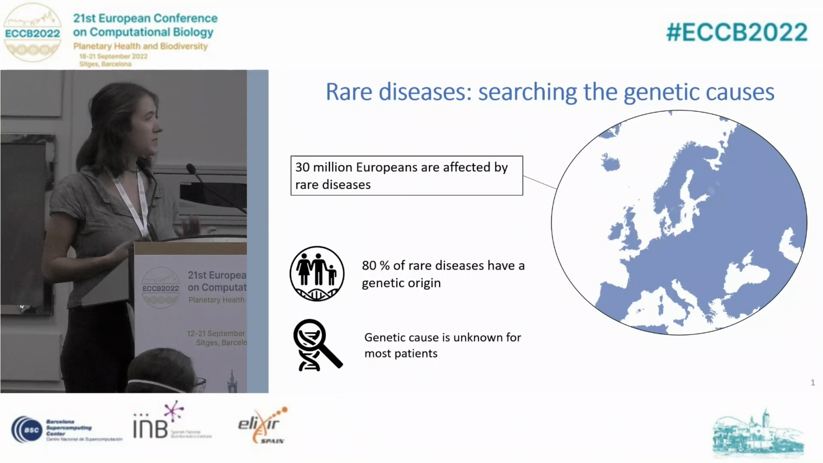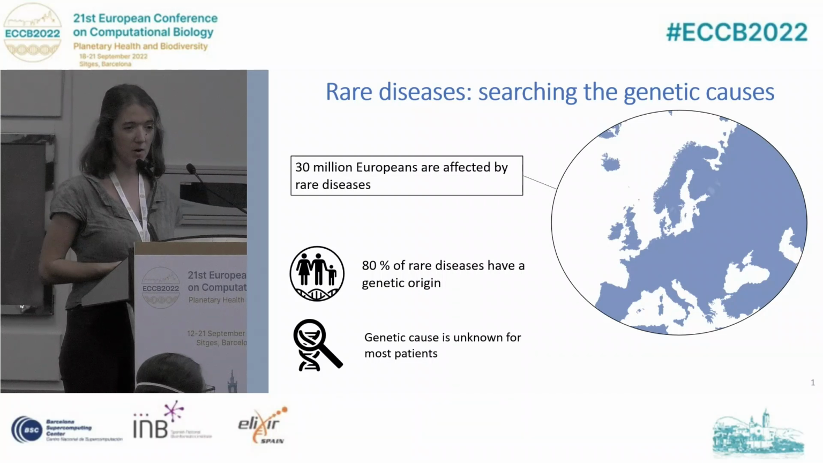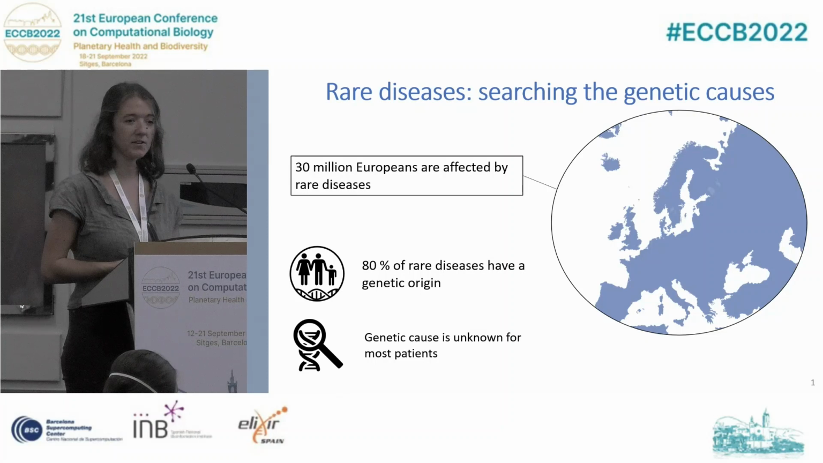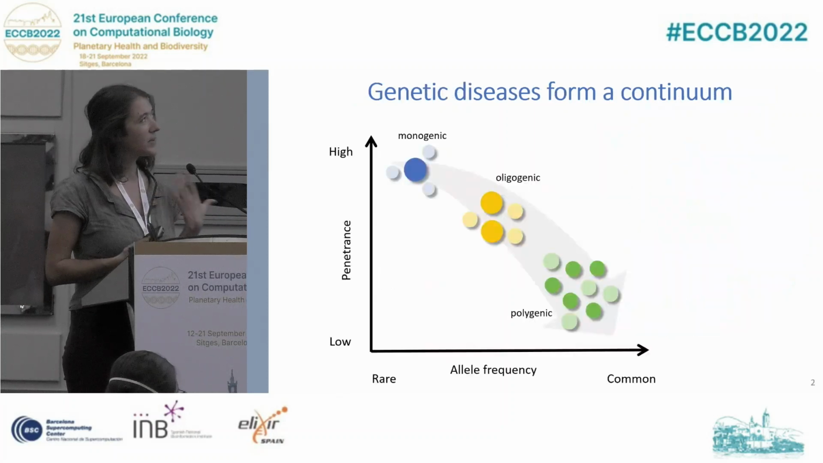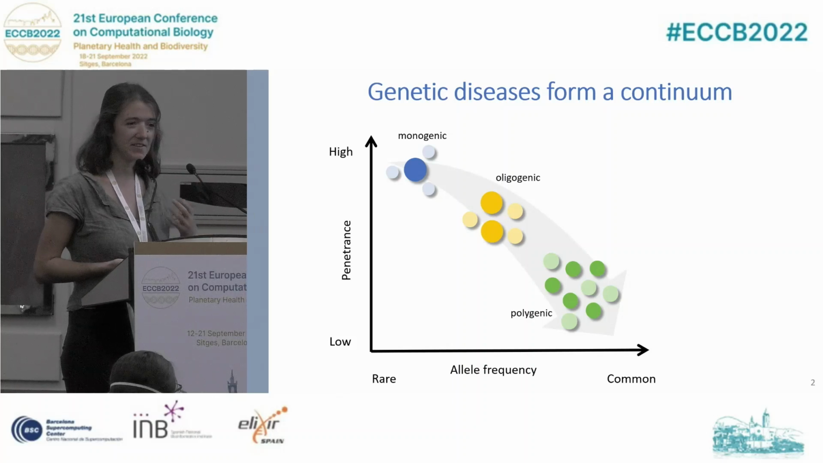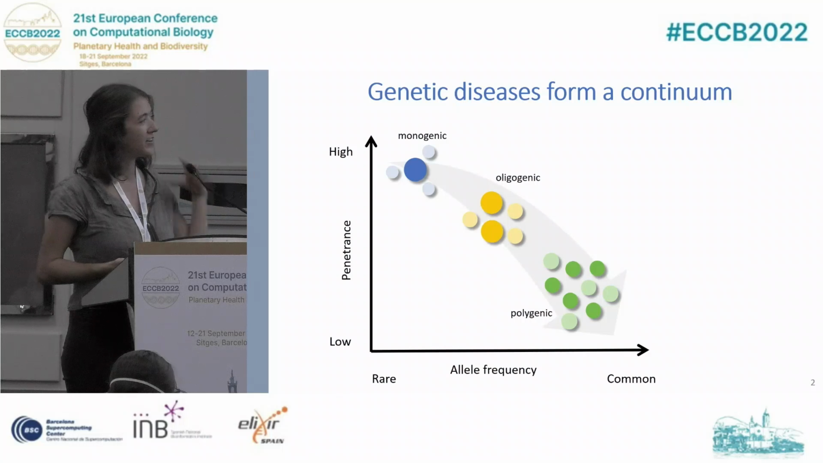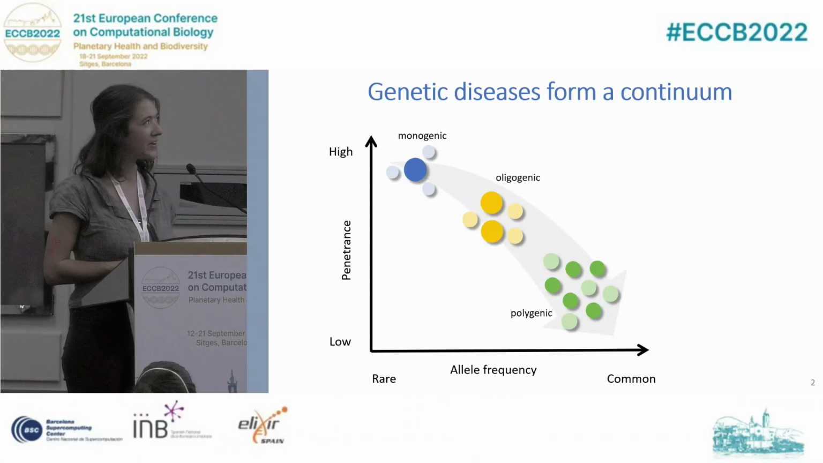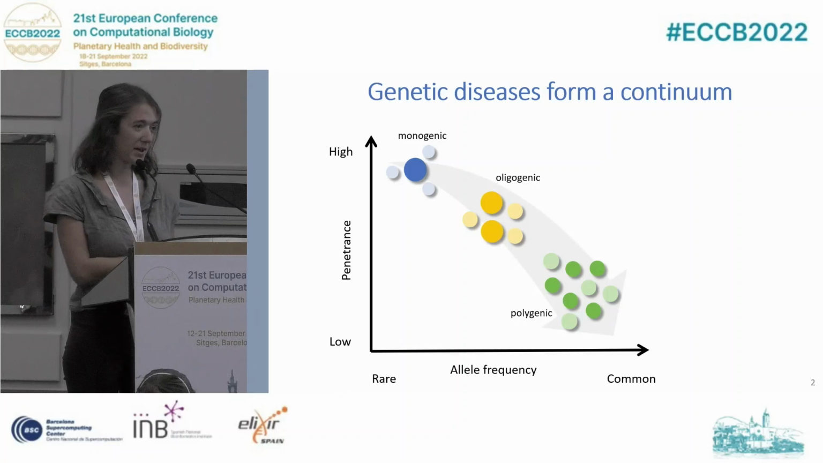So this problem is known as the missing heritability problem, and one way to try to solve it is to try to look for more complex genetic causes to diseases. Indeed, genetic diseases have been shown to follow a continuum. So on the one hand, you have monogenic diseases, which are caused by one variant, rare variant with a very strong effect. And on the other hand, we have polygenic diseases, which we have heard about yesterday in the keynote talk, which can be approached by using polygenic risk scores.